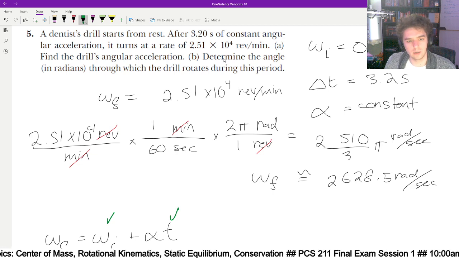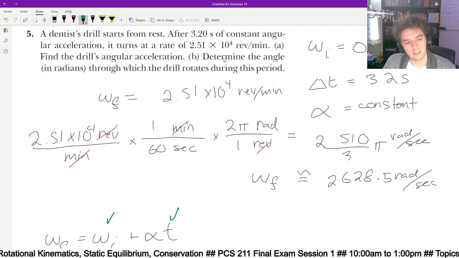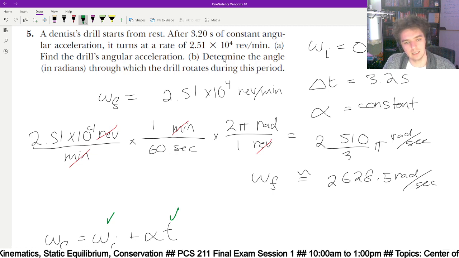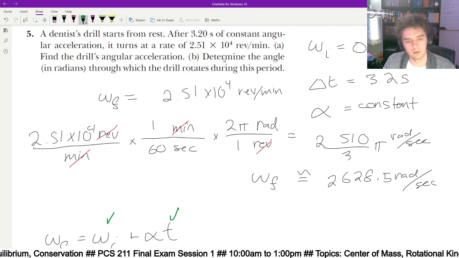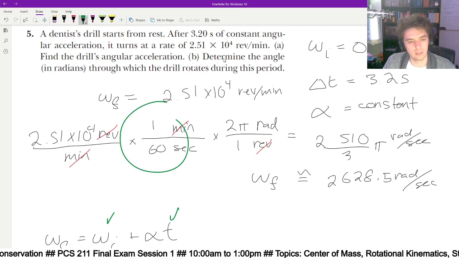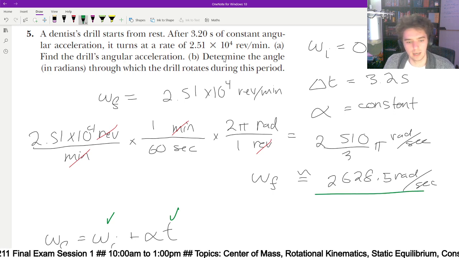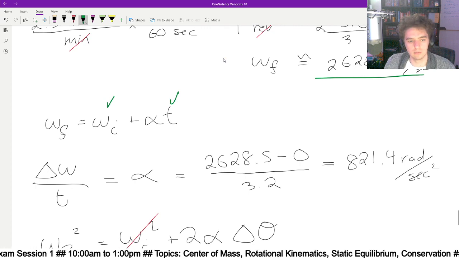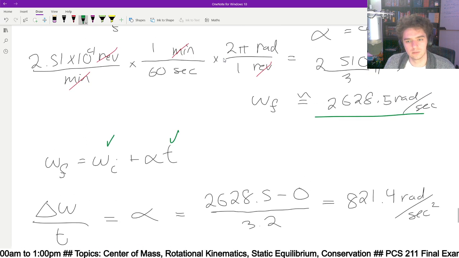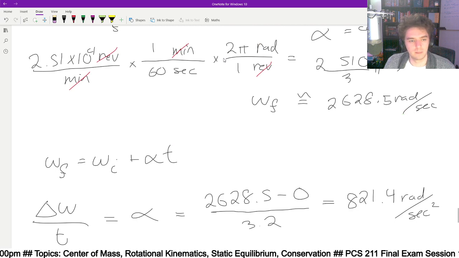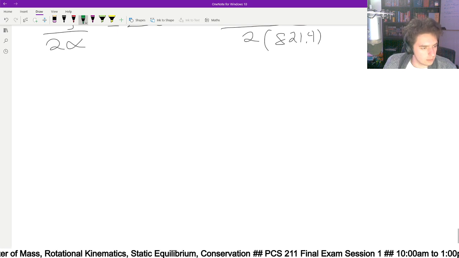So we knew that omega f was going to be 2.51 times 10 to the 4 revolutions per minute. I just had to convert that per minute to per second and that revolution to radians. The conversion rate is 2 pi radians in 1 revolution, and of course 60 seconds in 1 minute. So I got that omega f, and I just rearranged and plugged it in. There you go. Yeah, that makes sense. Okay, so that was number 5.